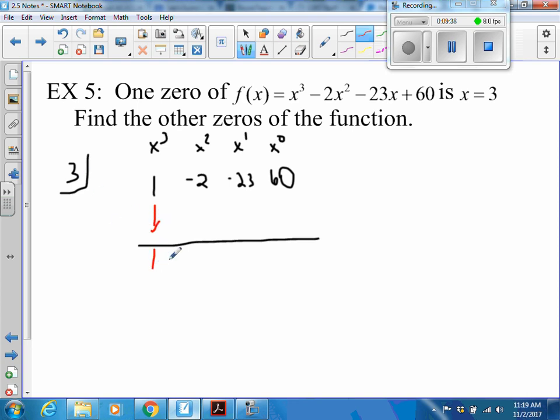And we do 3 times 1. That gives us 3. And so we add negative 2 and 3. That gives us 1 again. We do 3 times 1, that gives us 3. We add negative 23 and 3. That should give us negative 20. And then we multiply 3 times negative 20 to give us negative 60, and we add that, and we should get 0. Because we get a remainder of 0, we know we did this correctly, so that's our remainder.